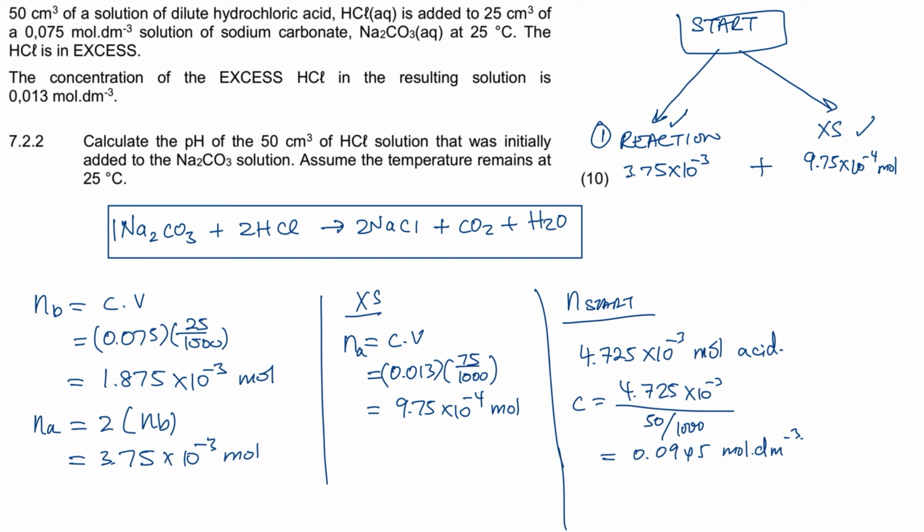Now remember, HCl is monoprotic. So the concentration of the HCl is going to equal the concentration of the H₃O⁺. So pH is going to equal minus log, and the concentration is 0.0945, and that's going to give us a pH of 1.024.